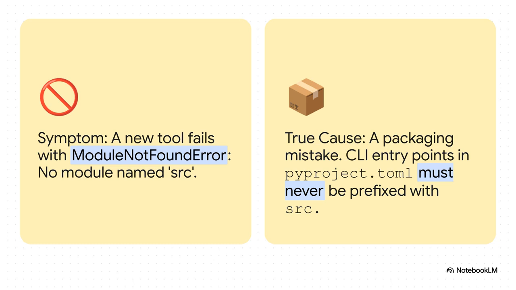ModuleNotFoundError: No module named src. Your first instinct is to mess with PYTHONPATH, right? But that's not it. This is actually a deep-down misunderstanding of Python packaging. Here's the deal. In your pyproject.toml, when you define a script's entry point, you should never write src.something. Why? Because once the package is installed, that src directory basically disappears and becomes the root of the package. It's a subtle but critical detail.